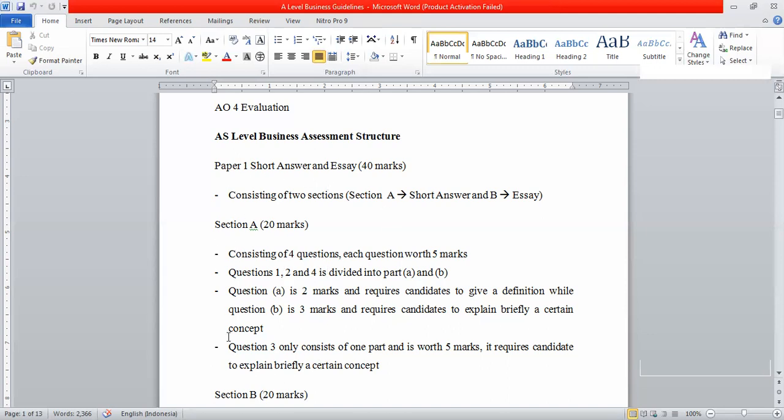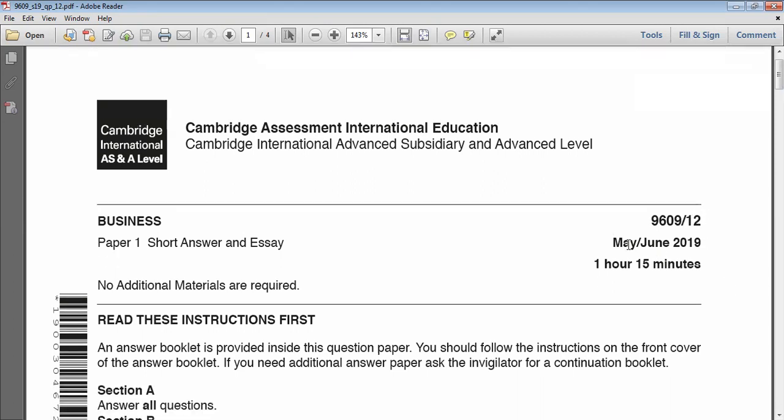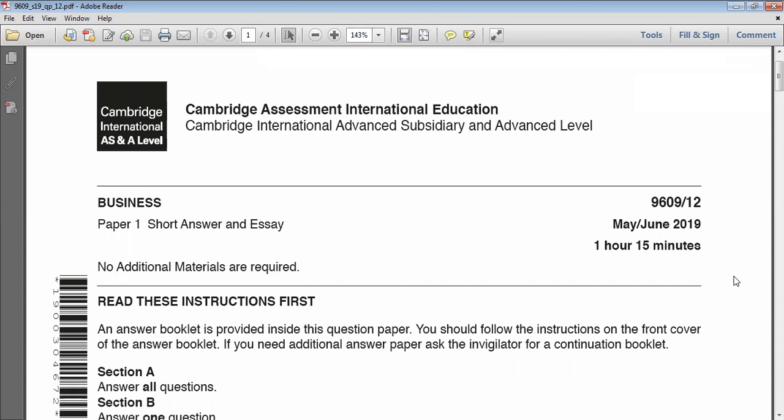It's not too difficult. Let us see the example. I want everyone to have an idea of the exam paper itself before we go into the content further. So let us take from the past paper, paper 1, short answer and essay. The code for business is 9609, paper 1, variant 2. This is a past paper from May or June 2019. I purposely chose a past paper which is not too old, so it is still relevant for our studies.